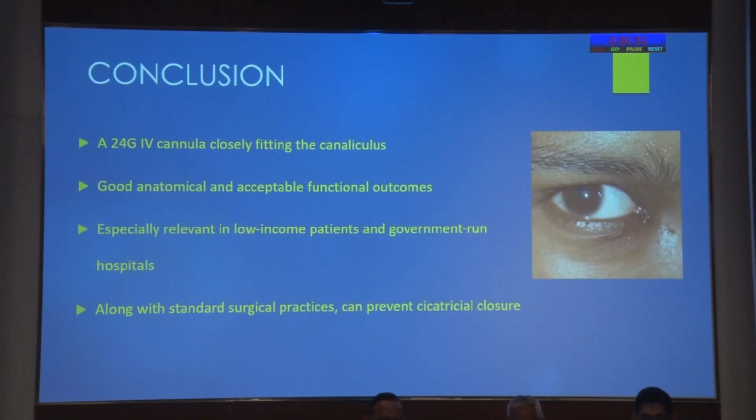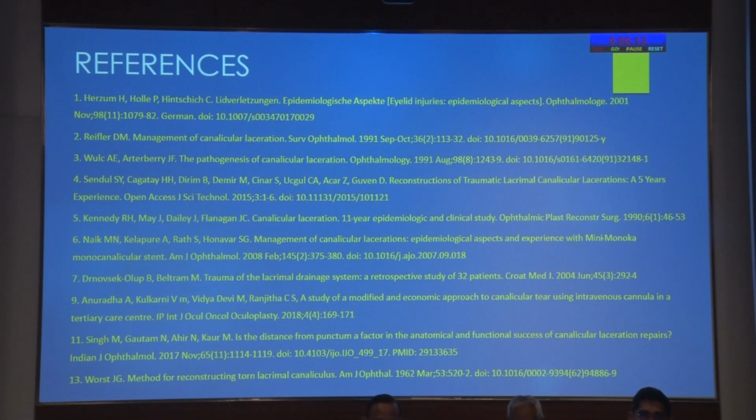So to conclude, a closely fitting cannula can give good anatomical and acceptable functional outcomes, and this is especially relevant in those patients who cannot otherwise afford a silicone tube, and some attempt to prevent cicatrical closure gives good outcomes along with standard surgical practices. These are the references, these are the studies I have referred to. Thank you.